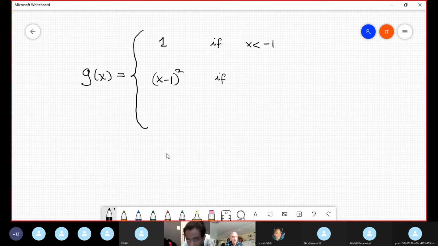This belongs to the parabola, no? A transformation. If x is in between negative 1 and 2. And the last expression is 1/2 x minus 2, if x is greater than 2. Okay, this is given. Because I want to evaluate g at negative 5.